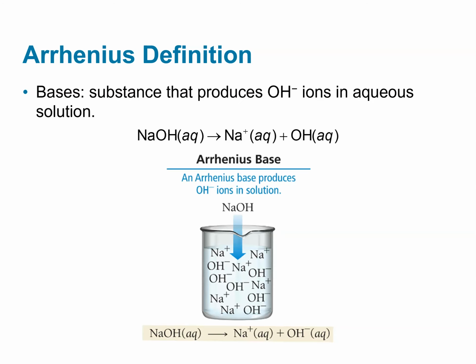Okay, the Arrhenius definition of bases is that substances that produce hydroxide ions in aqueous solutions are bases. So in this particular example, we have a strong base, sodium hydroxide, and when put into water, it's going to separate into its sodium cation and hydroxide, which should have a negative charge associated with it, anion. And that production of hydroxide is what defines it as an Arrhenius base.